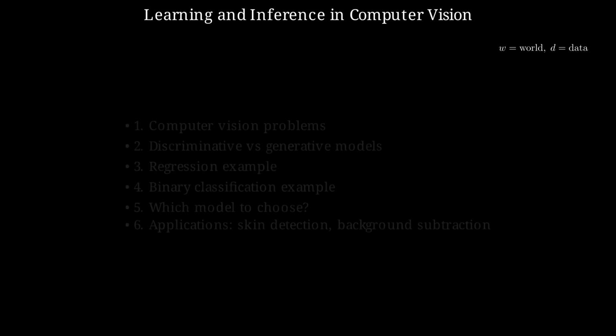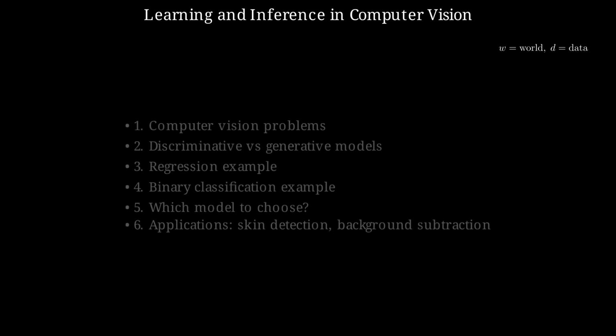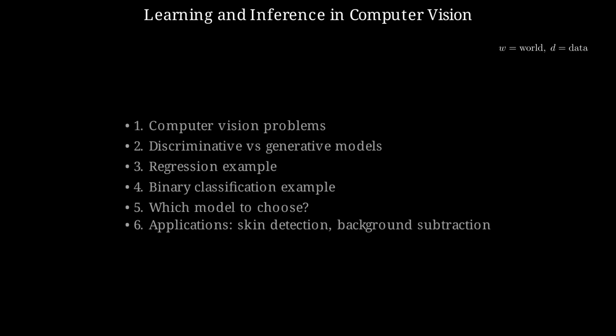By the end you should be able to read any vision paper and immediately identify whether the authors model P of W given D directly, or whether they specify a likelihood P of D given W plus a prior on W. You will understand why linear regression can arise both as a discriminative least squares fit and as the conditional mean of a generative Gaussian joint. You will see why logistic regression and naive Bayes can produce similar boundaries yet encode radically different assumptions. And you will know when generative background models still beat discriminative segmenters in deployed video systems.